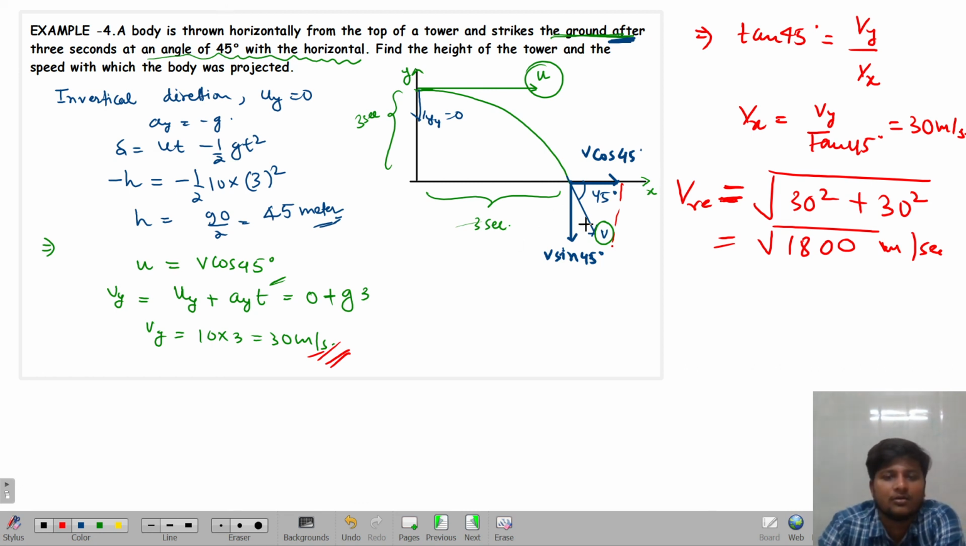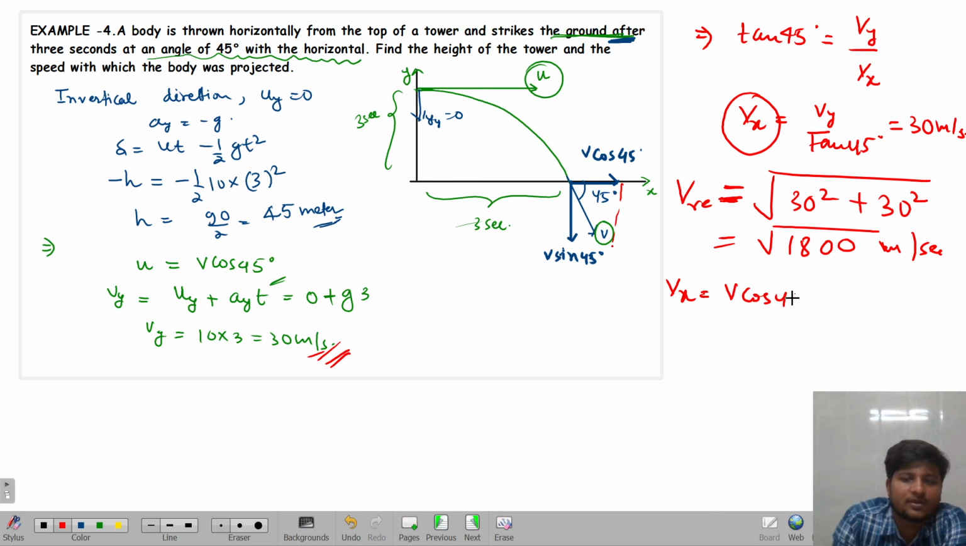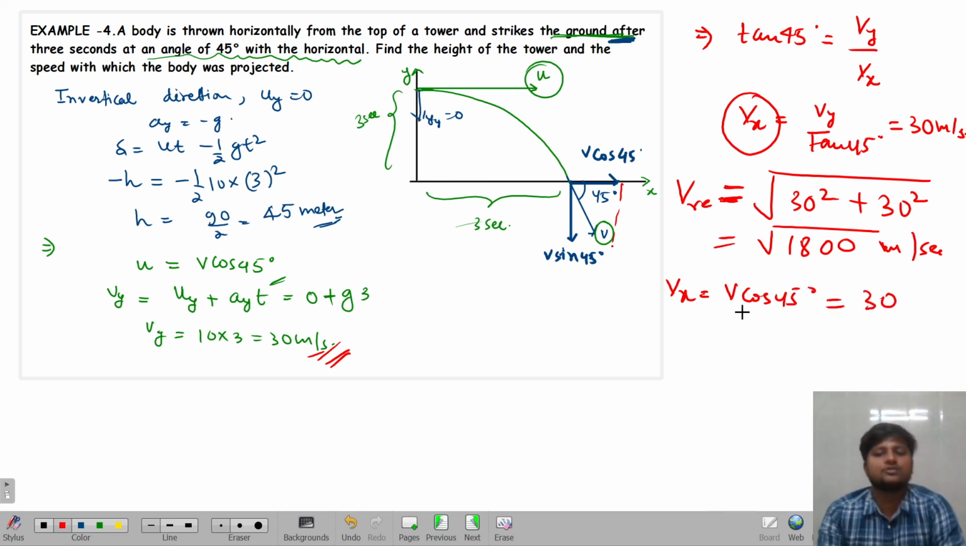Guys? Now, if you are aware of velocity V, you are aware of Vx. Vx is actually equal to V cos 45. So if you are aware of Vx, that is equal to 30 meter per second. From here also you can calculate velocity V. That is equal to 30 root 2 meter per second. Here also, I can take 30 common and it will become 1 plus 1, 2. That's why velocity resultant, I can also write as 30 root 2.